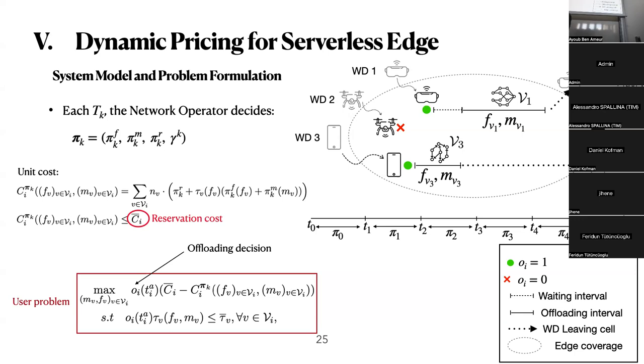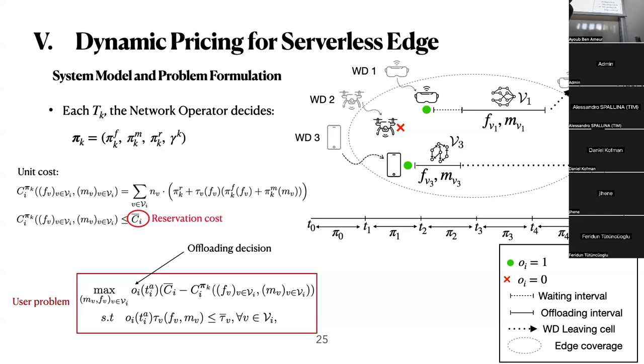So at each pricing period, the network operator will decide these four decision variables. Then these decision variables will be announced to the end user, and the end user will calculate the expected cost. So the decision of offloading or not offloading is exclusive to the end user. The network operator does not interfere, but it can indirectly impact the offloading decision, because when the system is full, the network operator will have the tendency to increase the prices. And when the prices increase, the users will, with more probability, refuse that price and leave the edge coverage. So that's how we model the relation between the user decision and the network operator decision.